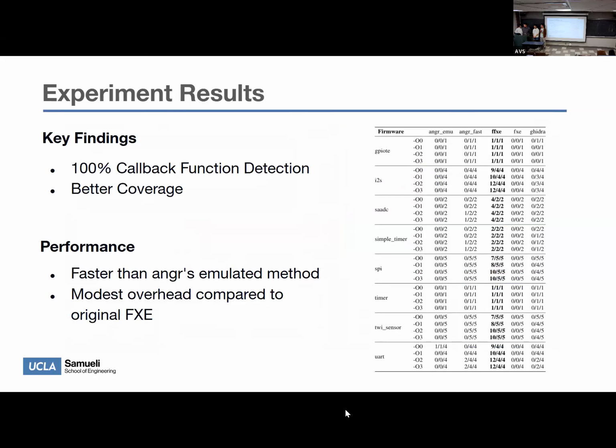Looking into the experiment results, FFXE has significant improvements over other existing tools. The experiment on 36 firmware samples has shown that it achieved 100% callback function detection, and also much better code coverage compared to both dynamic and static analysis tools. In terms of speed, it is much faster than angr's emulation methods, and at the same time, it adds only minimal overhead to the original implementation.